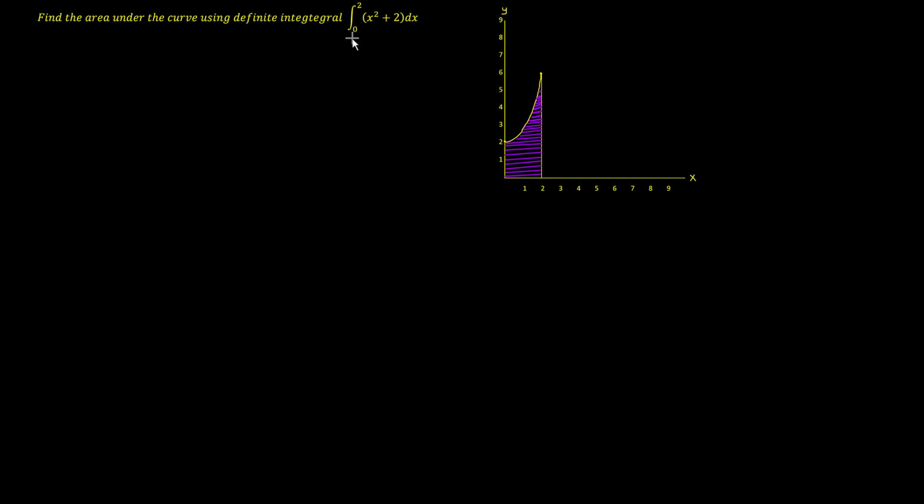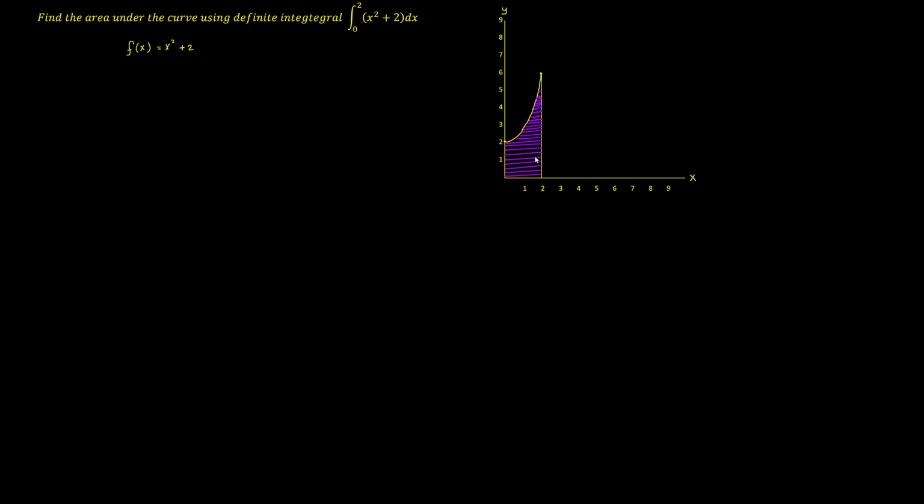So first of all, we're going to find what's the f of x. The f of x equals x squared plus 2. If I put x as 0, our y will be 2. That's why we started from our parabola. We started from 2 all the way to the top. So they're asking us to find the area from 0 to 2, which is covering all this area.